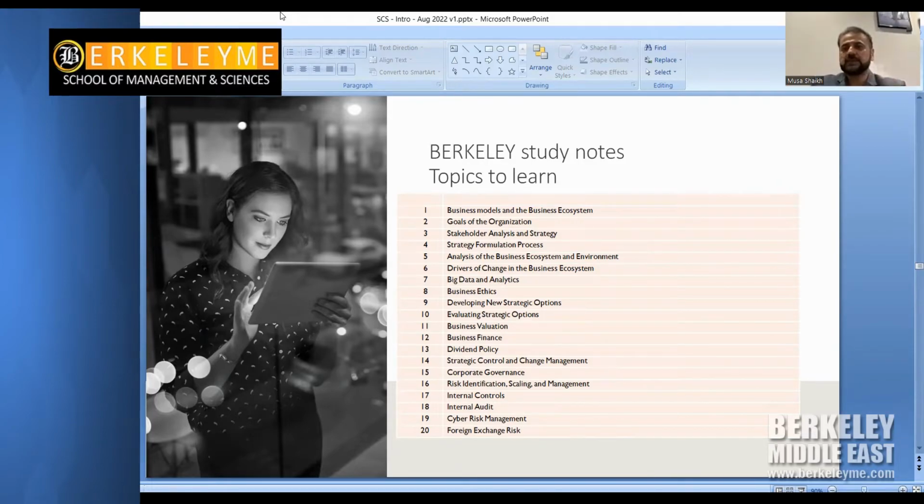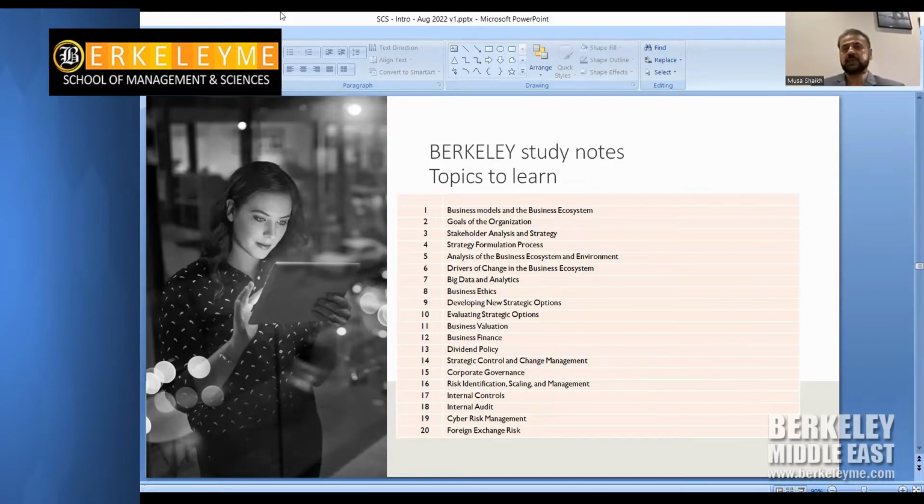So, business models and business ecosystem. What is an ecosystem? How does it develop? What are the primary and secondary levels? What are the stakeholders? What are the objectives of the organization? How do stakeholder analysis and strategy work? Strategy formulation process, analysis of the business ecosystem, and drivers of the economic business ecosystem. This I already explained.